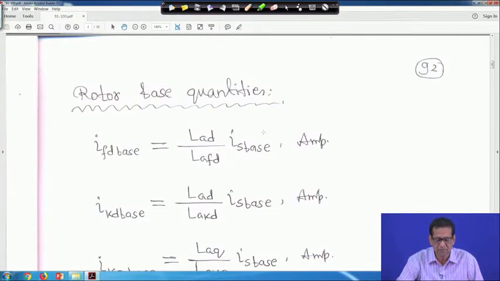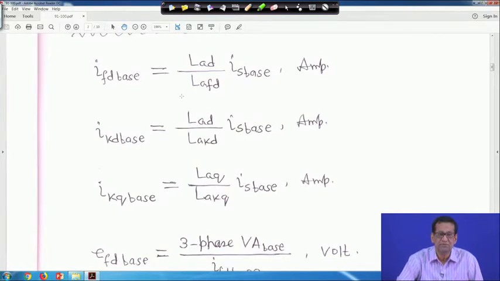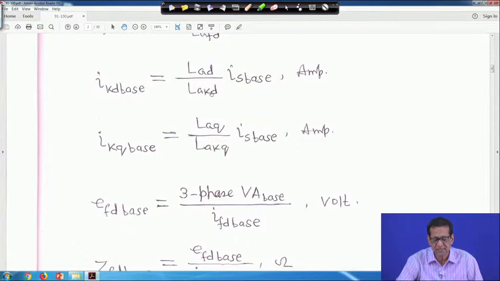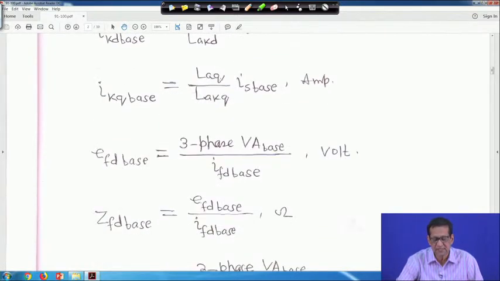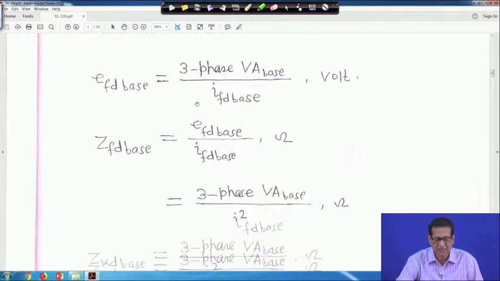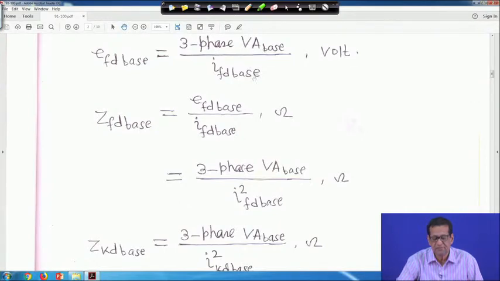And rotor base quantities, all this we have seen before. IFD base is equal to LAD upon LAD into Is base, in ampere. IKD base is equal to LAD upon LAKD Is base, in ampere. IKQ base is equal to LAQ upon LAKQ Is base, in ampere. And EFD base is equal to 3 phase volt ampere base upon IFD base, in volt. Then ZFD base, EFD base upon IFD base, in ohm, is equal to 3 phase volt ampere base divided by I square FD base.